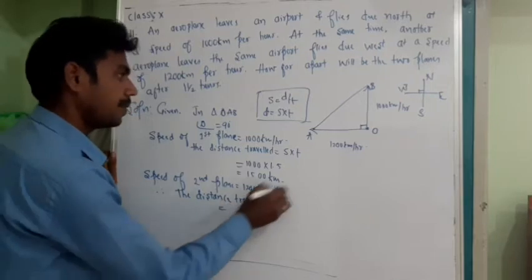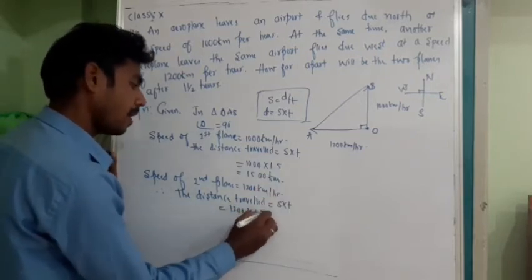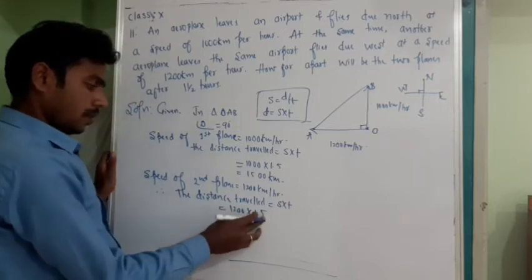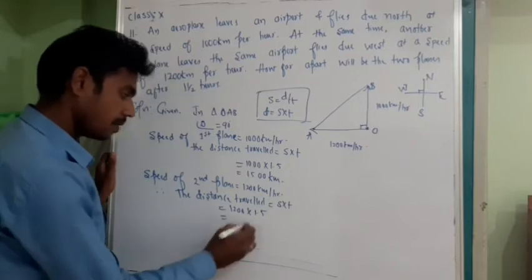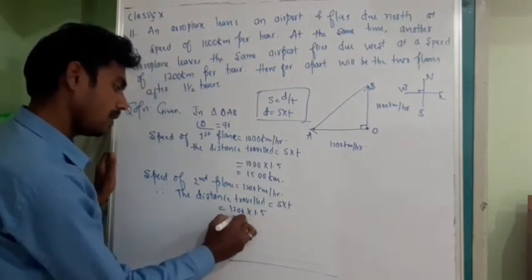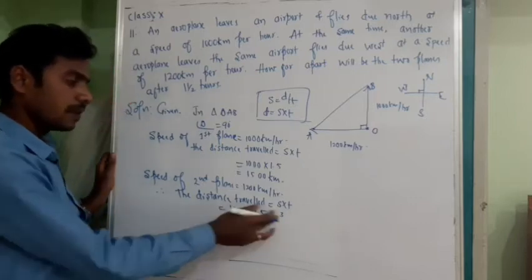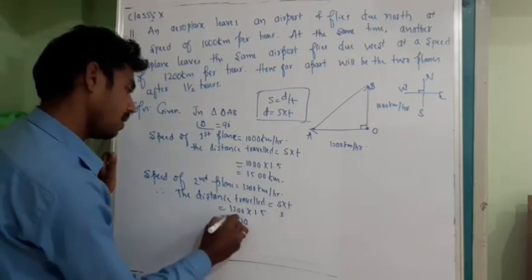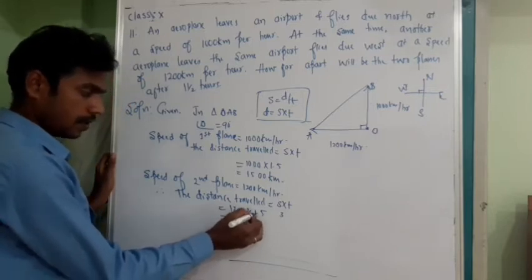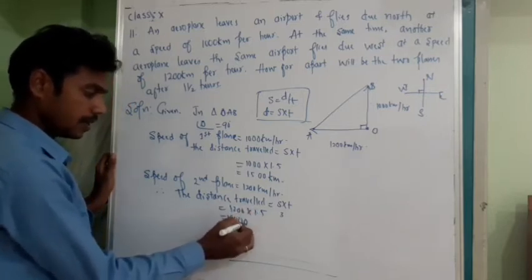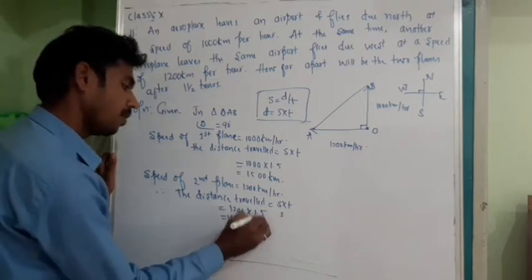What is s here? 1200. What is the time? 1.5 hours. See, don't think of the decimal point here; later we can place the decimal. 15 2s are 30, 0 and 3 carry. 15 1s are 15 plus 3, 18. After decimal, one digit is there. So that is 1800 kilometers.